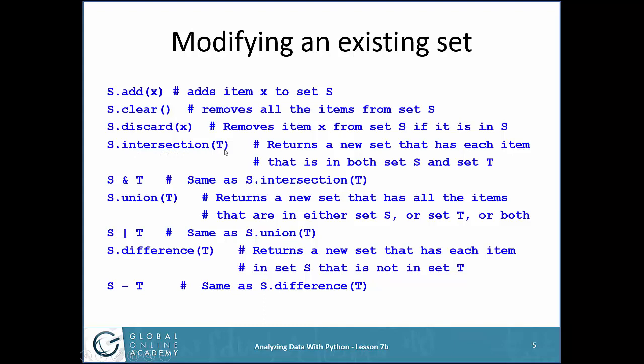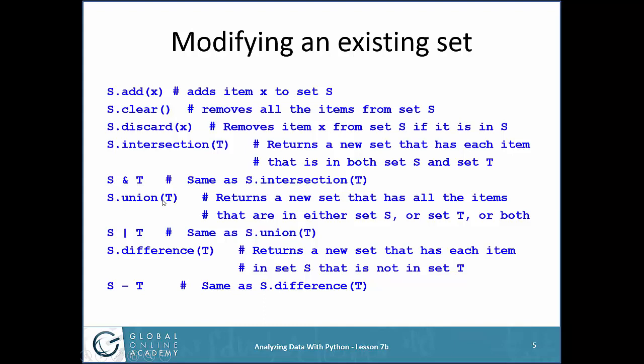S.intersection(t) returns a new set that has each item that's in both s and t. So, the intersection of two sets. And you can use this notation: s & t means the same thing. Return the new set that is the intersection of these two.